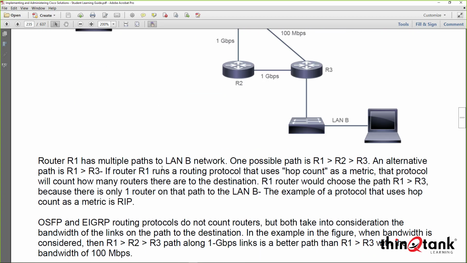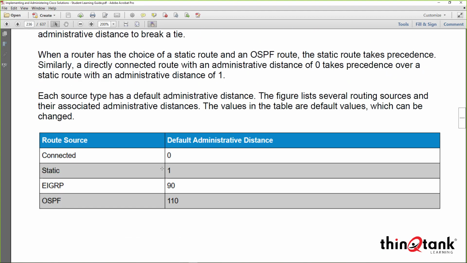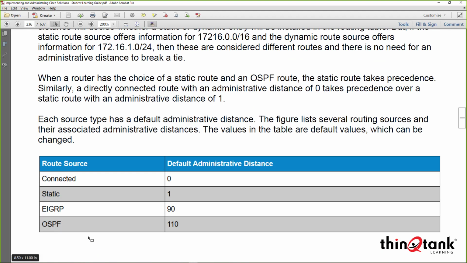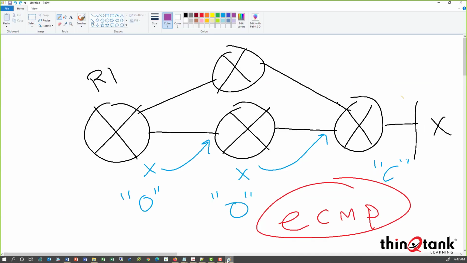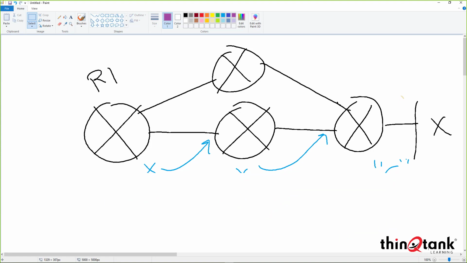All right? So let's talk about the third tiebreaker. The third tiebreaker is something called administrative distance. Let's go back to our diagram here, and let me clean this up a little bit. Let's say in this particular topology, I have multiple paths, but I'm also learning about routes through different routing protocols. All right, so trying to clean this up.